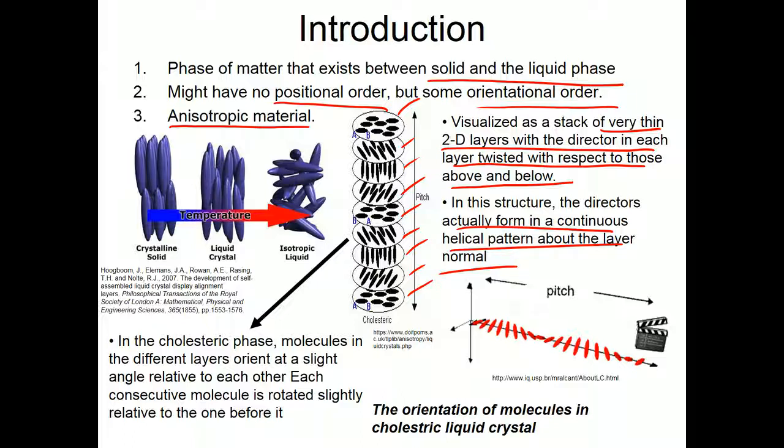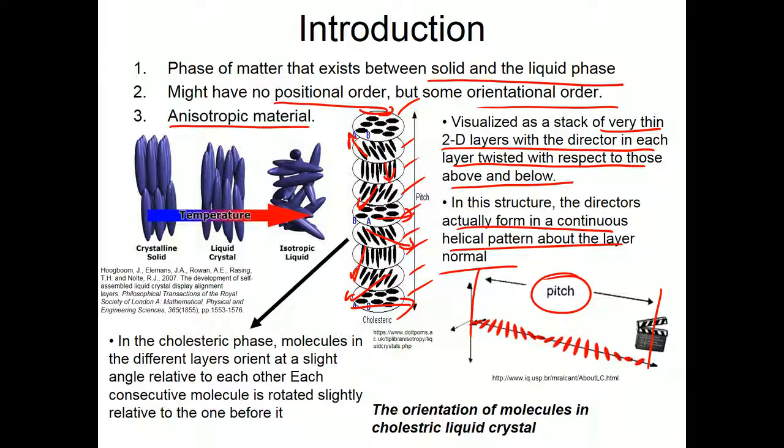So, if you take the director, that means all these layers are at an angle, right. This may be the angle for this, this may be the angle for this, and so on. So, if you plot the directors, that means the direction in which they are actually oriented, you will find that there is a repetitive pattern that emerges, and they are arranged in a helical pattern. So, this particular repetition cycle is what we call the pitch. The directors actually form a continuous helical pattern about the layer normal.